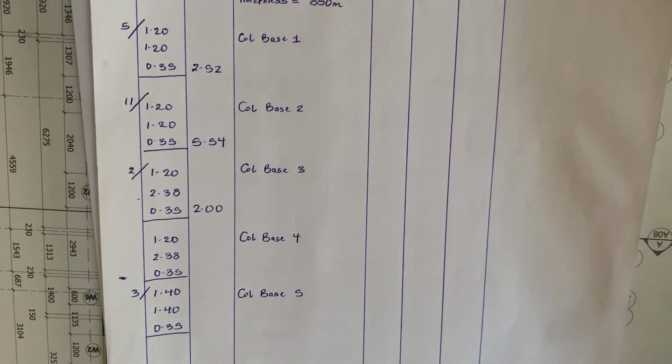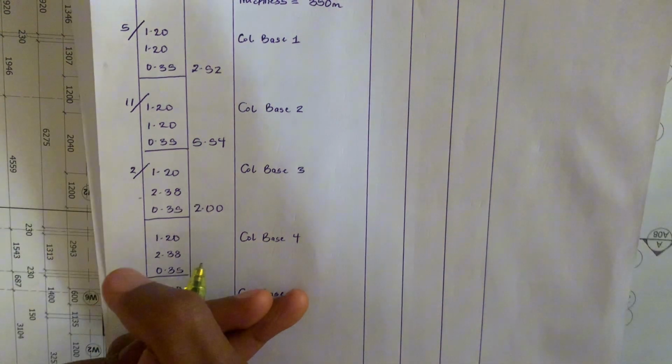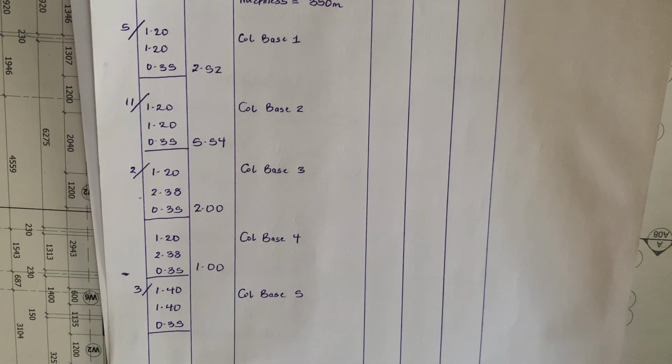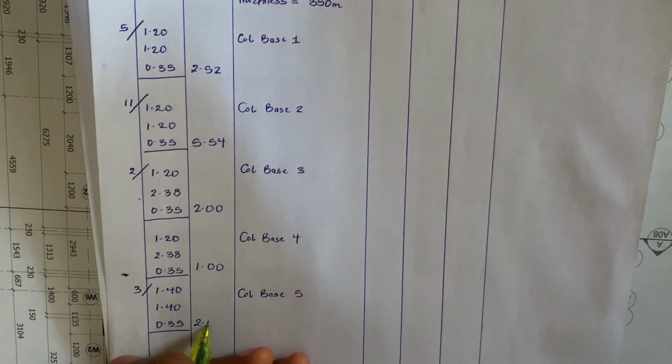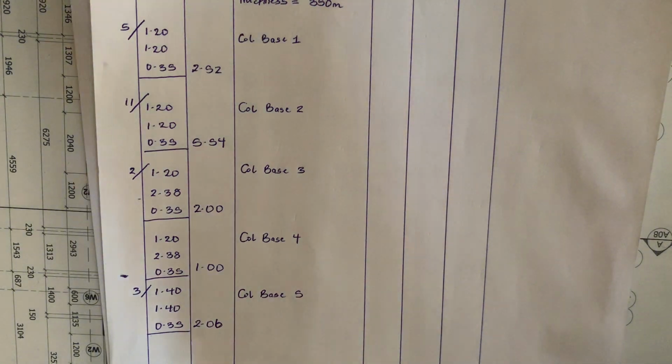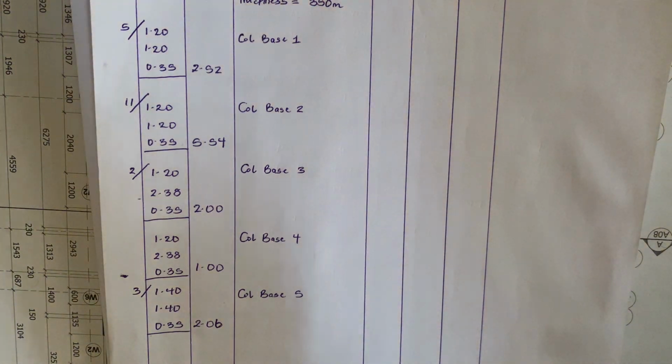For column base 4, 1.20 times 2.38 times 0.35, and that will be 0.999, which is approximately 1.00. And for the last one, column base 5, 1.40 times 1.40 times 0.35 times 3 is equal to 2.058, which is approximately 2.06. So with this, we've gotten the total values for the volumes of each of the column bases.